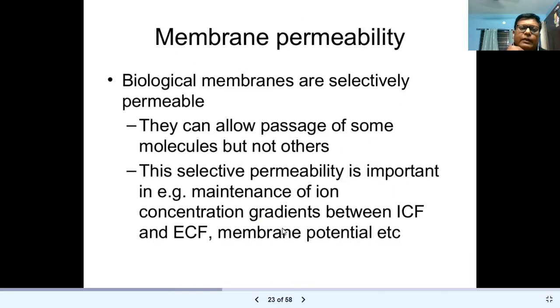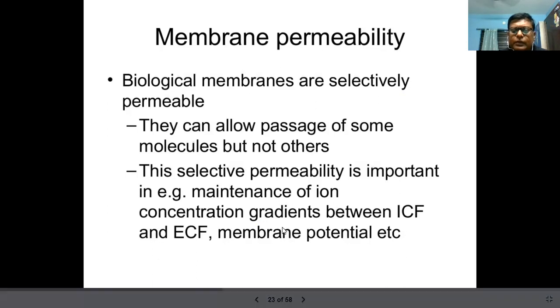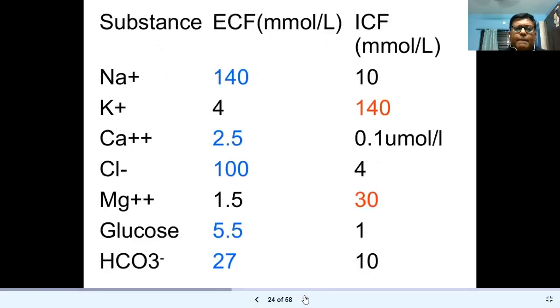Now, membrane permeability. Biological membranes are selectively permeable. They allow passage of some molecules but not others. The selectivity is important for maintenance of the ion concentration gradient between ICF and ECF and the membrane potential.